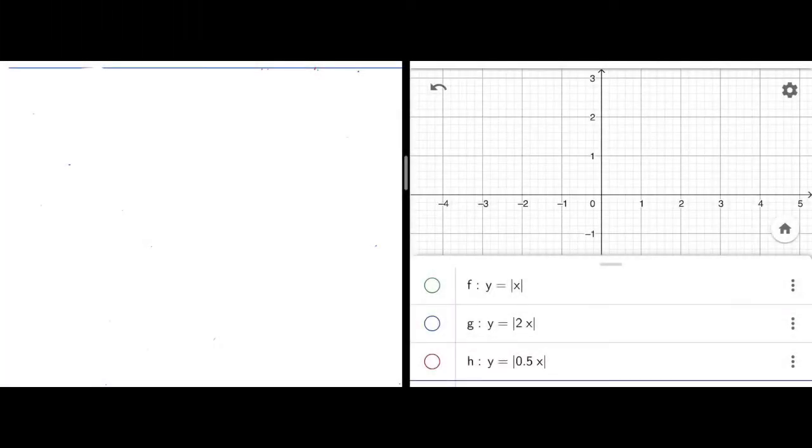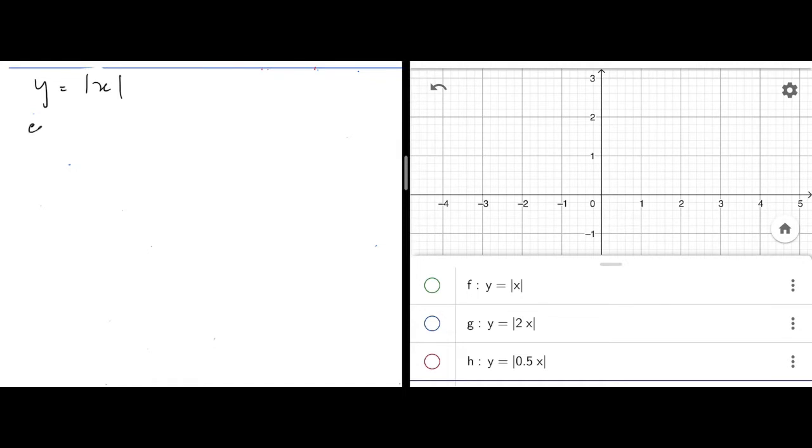Hello students, in this video we will try to learn how to plot the graph of y is equal to mod of x. Let us try to first understand the function properly. The function goes like this: y is equal to mod of x. The meaning of mod function is that the output is always a positive number irrespective of the value of x.